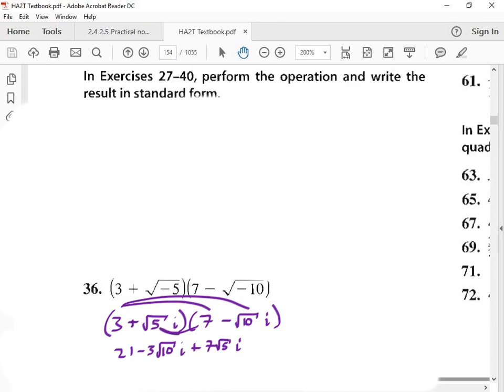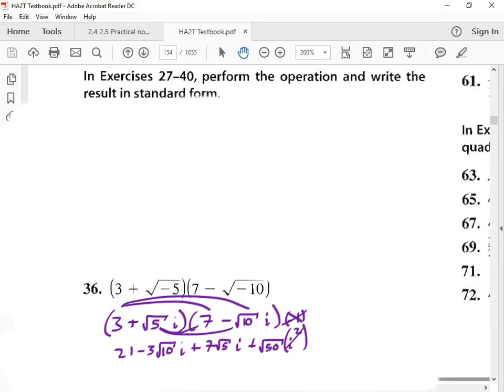And then the last one, we have rad 5 times negative rad 10. That would be negative rad, what is that, 50, right? And then we have the i times i, which would be i squared. All right, now we have some simplifying to do. What is i squared the same as? Negative 1. So if I say negative 1 times negative rad 50, that would be a positive rad 50. So let's get rid of all these negatives over here.